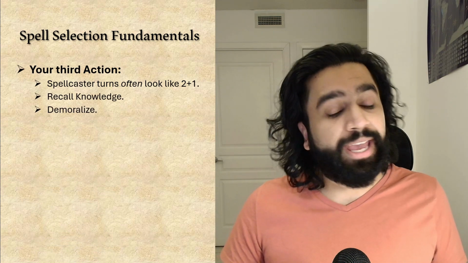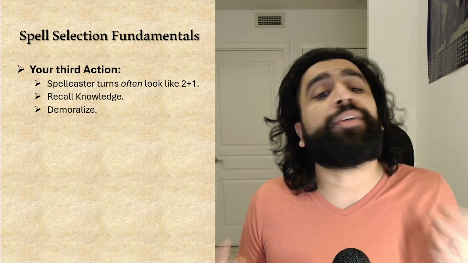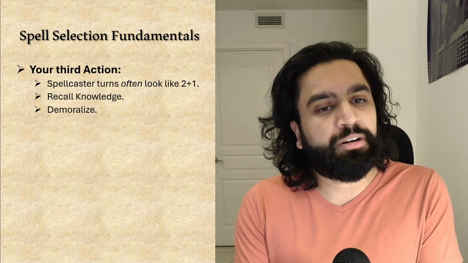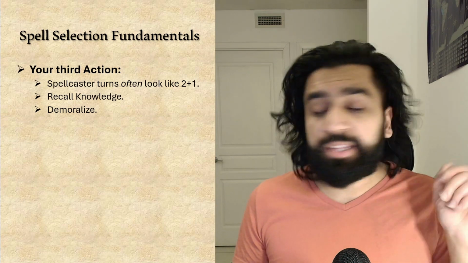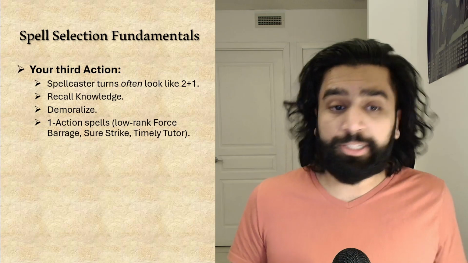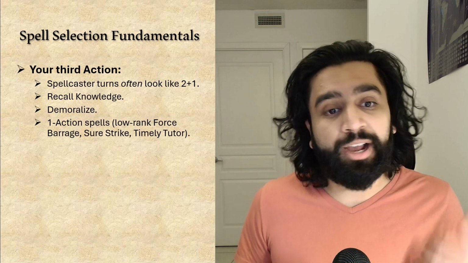Recall Knowledge and Demoralize are 2 really easy things to be doing. They give you ways of impacting the enemy's saving throw that they're about to make, and then you use a 2 action spell that's going to be really impactful. But they're not the only options you have. Another option is 1 action spells, especially from lower rank spell slots like I talked about earlier.